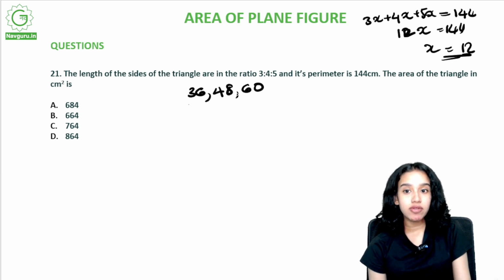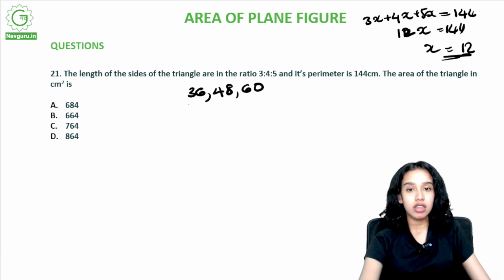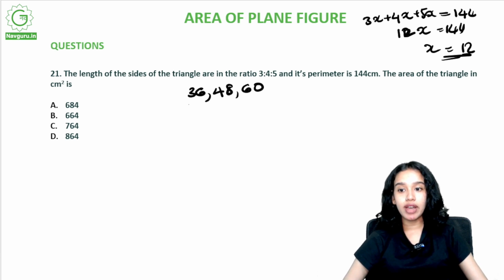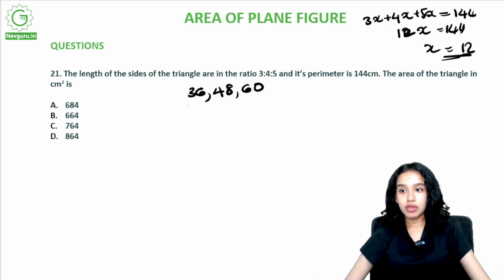Now the area of the triangle in centimeter square is? So we have to find the area of the triangle in centimeter square. So what do we do here? There is an equation to find the area of a triangle, right?